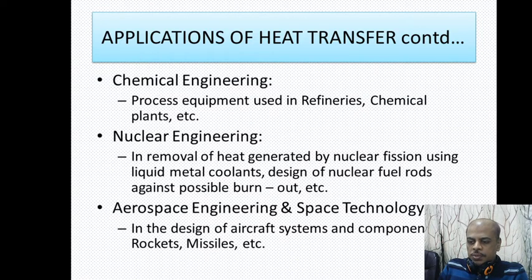Design of aircraft systems. Why it is critical is, take a simple example of an aeroplane flying at an altitude of say 10,000 feet, 20,000 feet. At that height or altitude, the temperature is low because of the atmospheric conditions. So we need to supply external heat to maintain the internal temperature, to maintain the pressure, to maintain various comfort zones inside the aircraft.